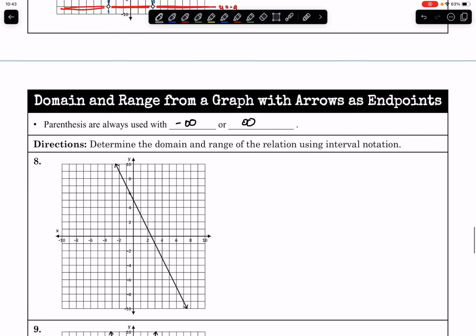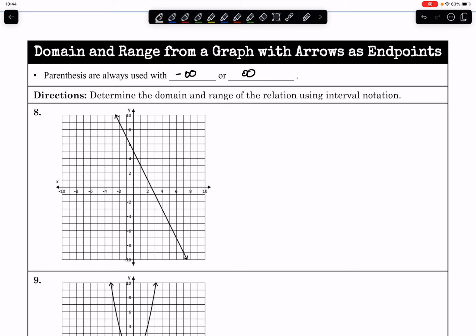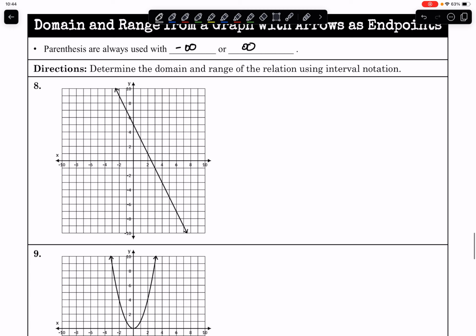And we use, again, parentheses in any situation where we're approaching negative infinity or finishing at +infinity, for the domain and range. So let's look at this example right here. In this example, notice that the two endpoints are arrows. So this graph has an infinite extension.